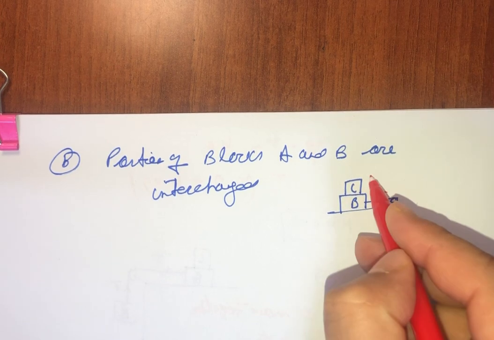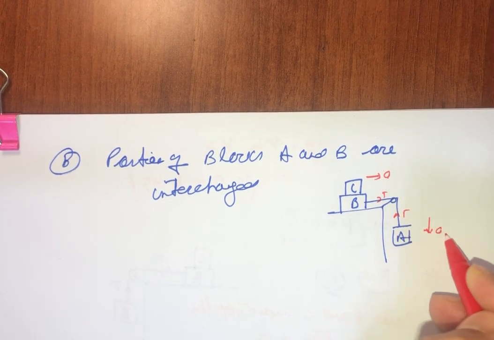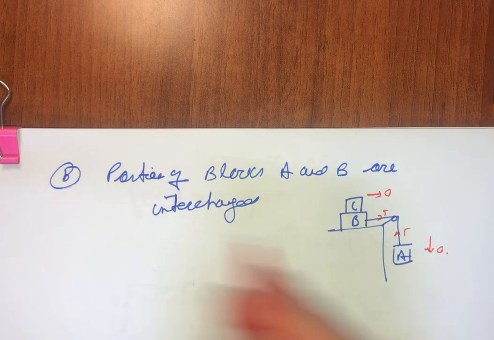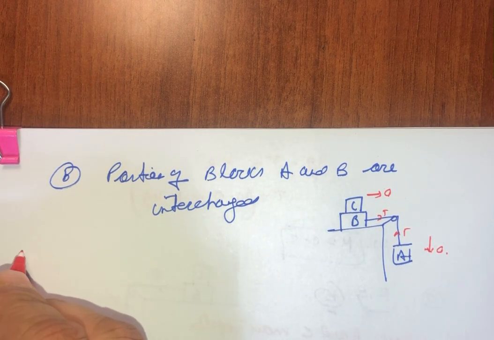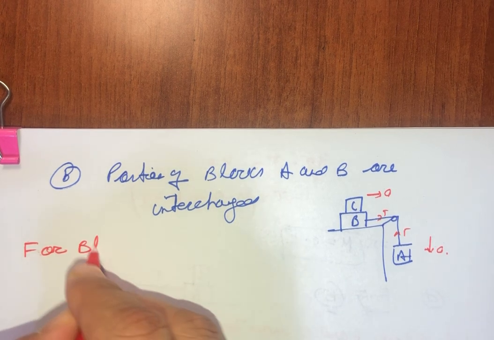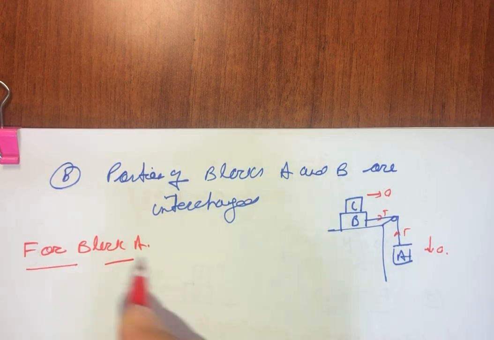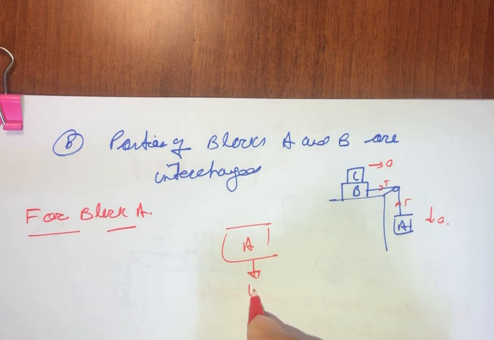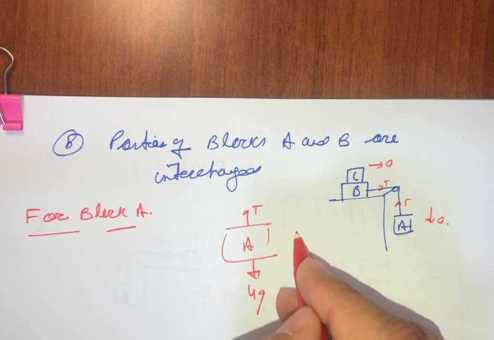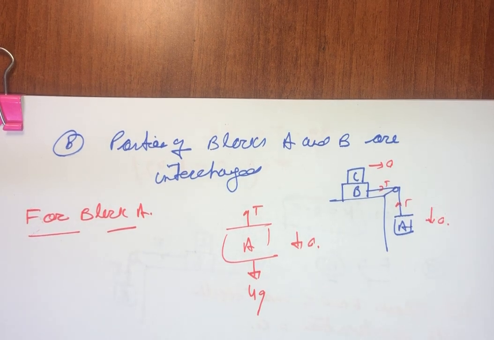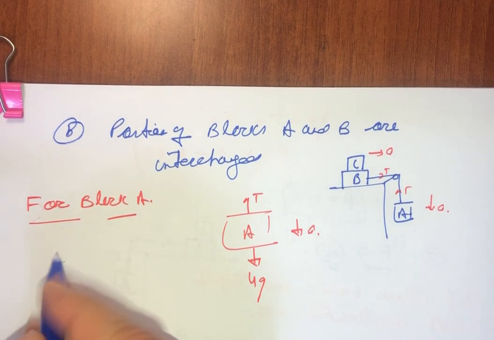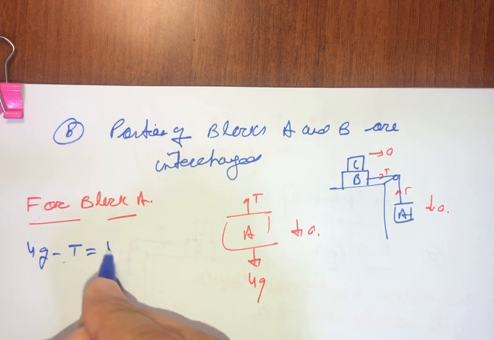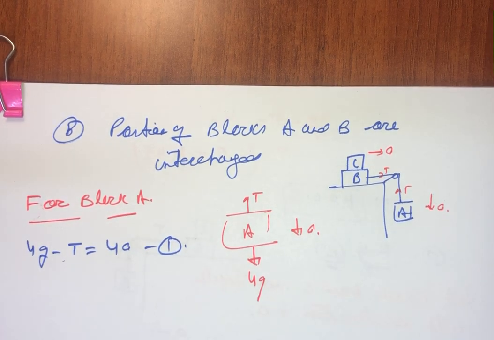Tension T and T. Let us suppose they move with the same acceleration A. So we can write for block A. Its mass is 4 kg, so its weight is 4g downward, tension T upward, and it moves with acceleration A. So we can write the equation as 4g minus T is equal to 4A, equation number 1.